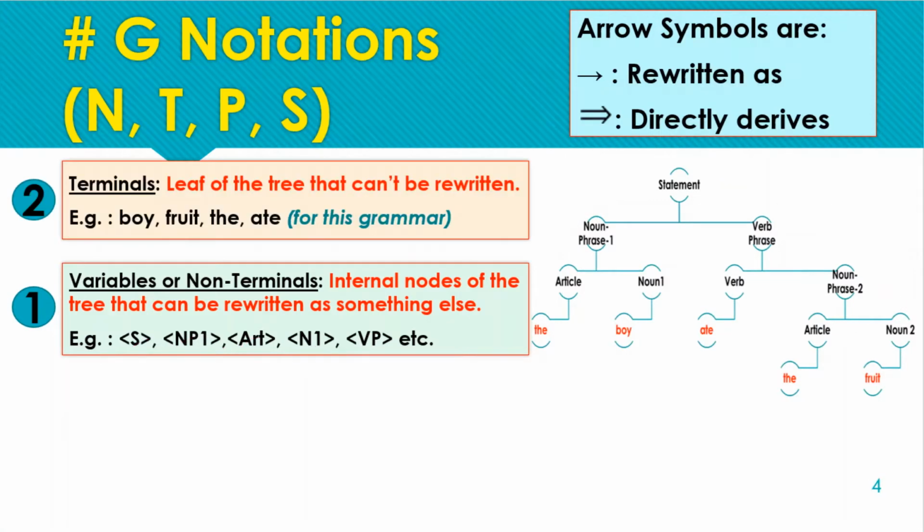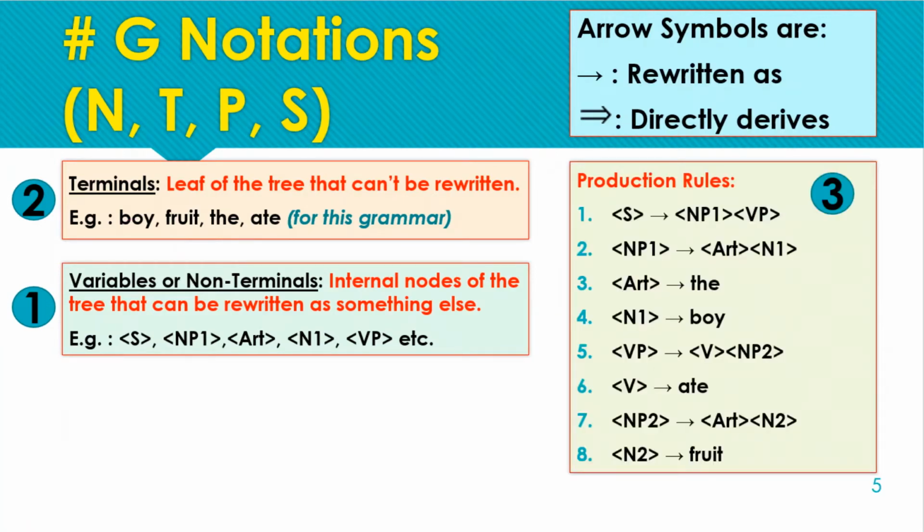In the same way, these are the terminal nodes. Those nodes cannot be rewritten, and the final string will be of terminals only. So the, boy, fruit, ate are the terminals for this particular grammar, right? Next we have the production rules. These were the production rules that we used to derive the string "the boy ate the fruit" by the application of these production rules.